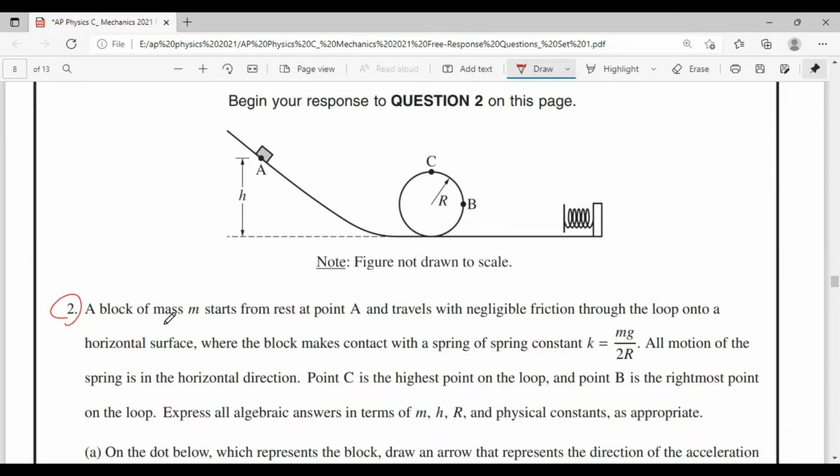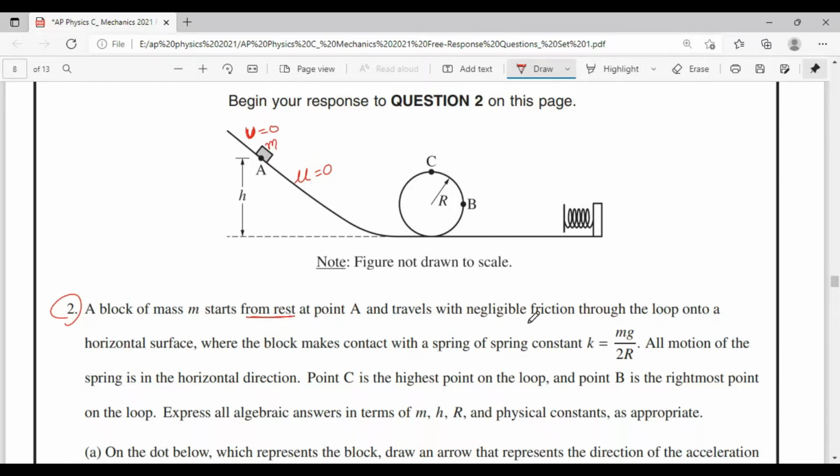So a block of mass m, so this is the block of mass m, starts from rest. Starts from rest means its initial velocity is 0, so we can write u is equal to 0 at point A. This is point A, and travels with negligible friction. Negligible friction means its coefficient of friction, that is the mu, will be equal to 0 through the loop. So this block will go through this loop like this, and after that it will strike this spring.